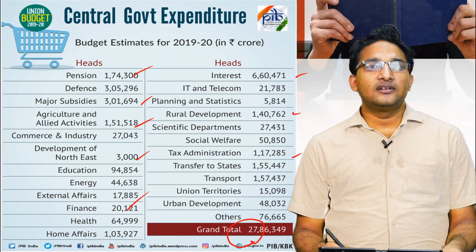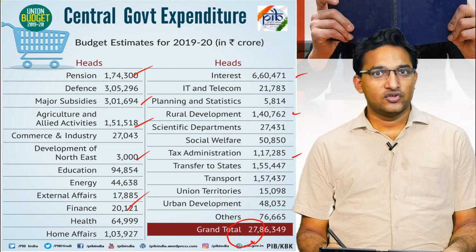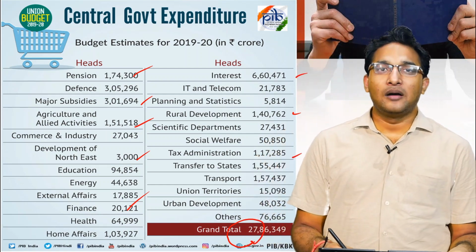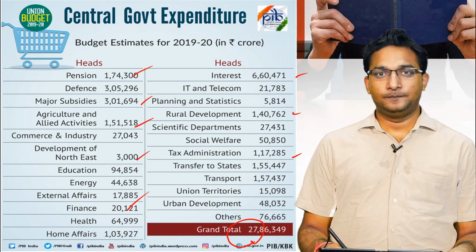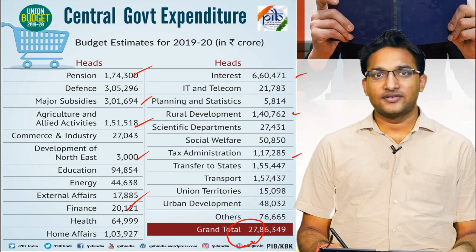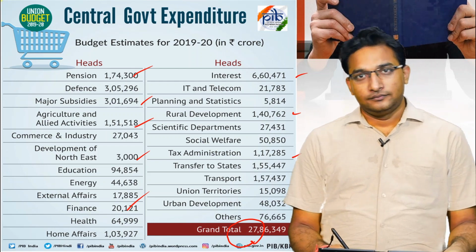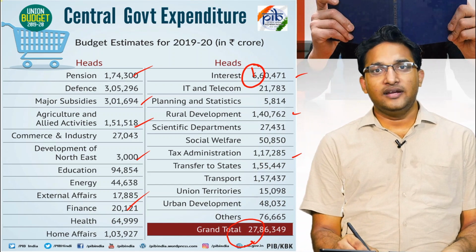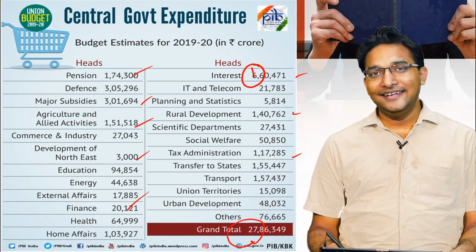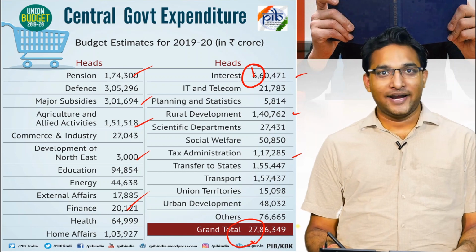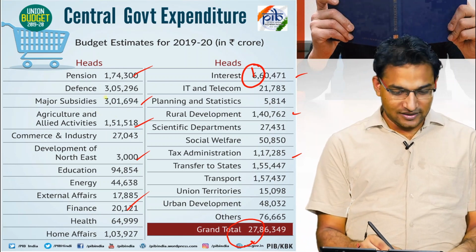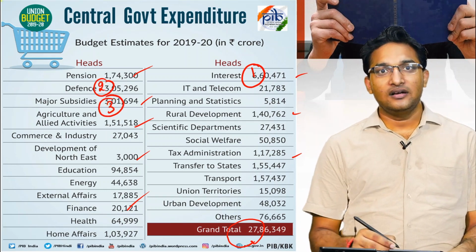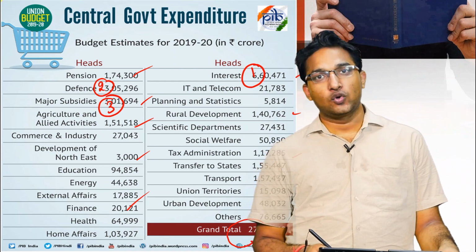And if we look at the highest amount in a head, can you identify it? I am giving you 2 seconds to identify the highest amount given to a particular head out of this particular slide. Okay, so we can see here in the interest, 6.6 lakh crore is the highest expenditure under any particular head. The second highest expenditure is under defense, 3.05 lakh crore, and the third one is under subsidies, 3.01 lakh crore.